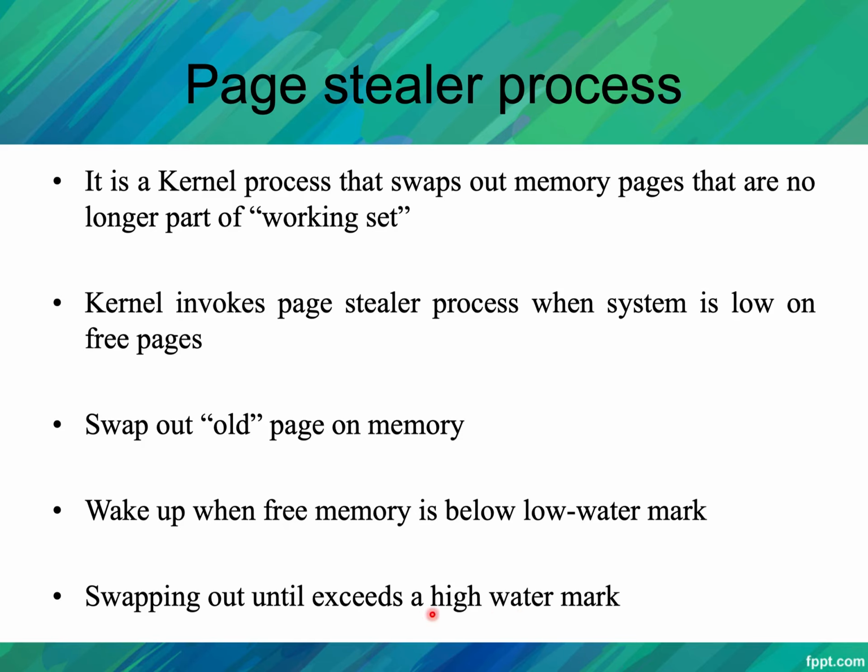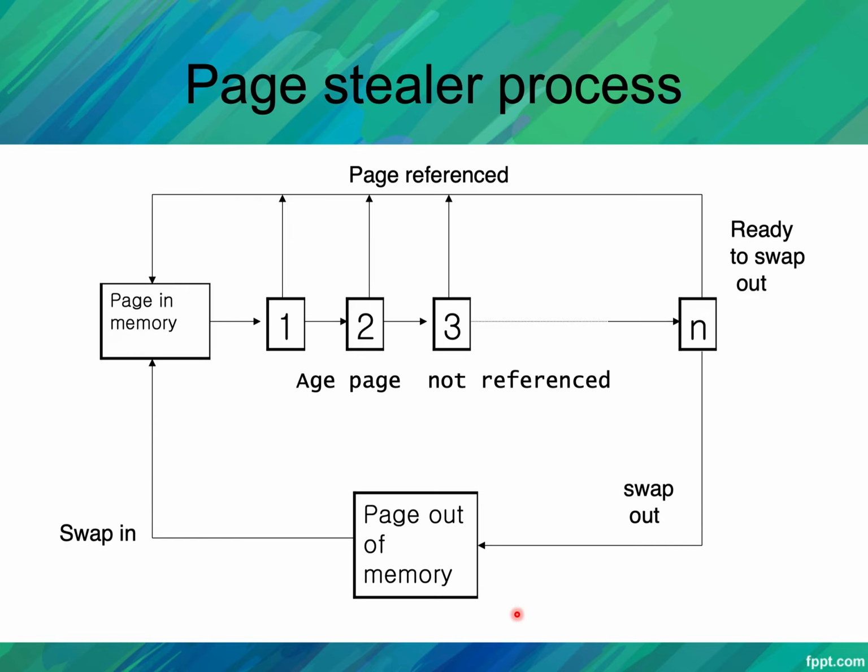So it keeps swapping out until the free memory exceeds the higher watermark. So this is a figure for the Pagestealer process. This is a page in memory, and these are the pages out of memory. Whenever a page is loaded into the memory, initially it may be executed, and then when it is not referenced recently, the age of the page will get increased.